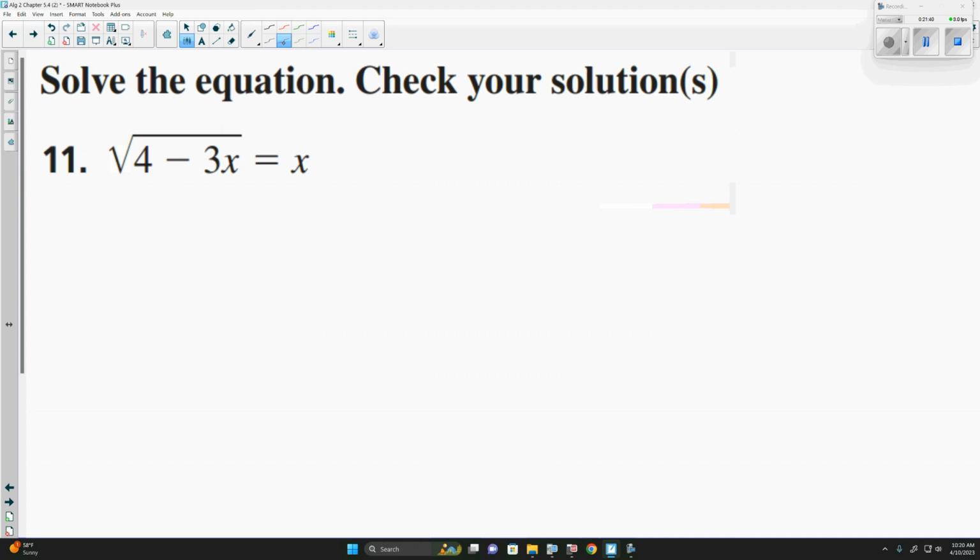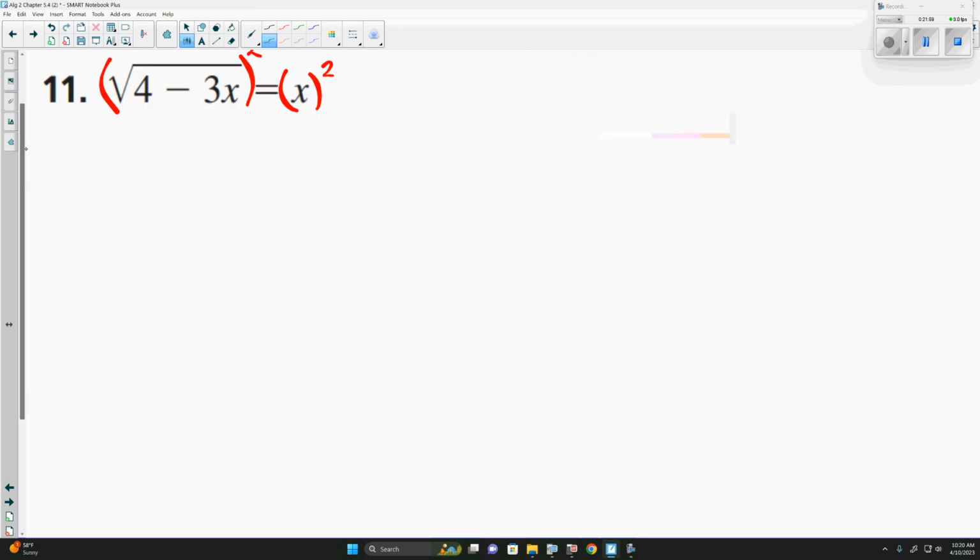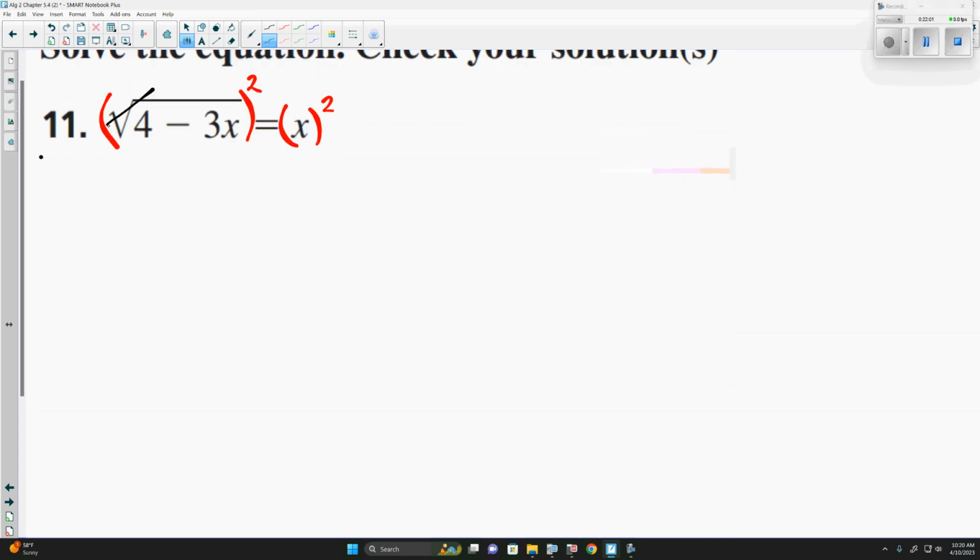So, looking at this here, do we have one radical? Yes. Is it by itself? Okay, so we need to put both sides to the nth power. And in this case, the nth power would be 2. Again, we do that, the square root and the square would cancel, leaving us with 4 minus 3x is equal to x squared.